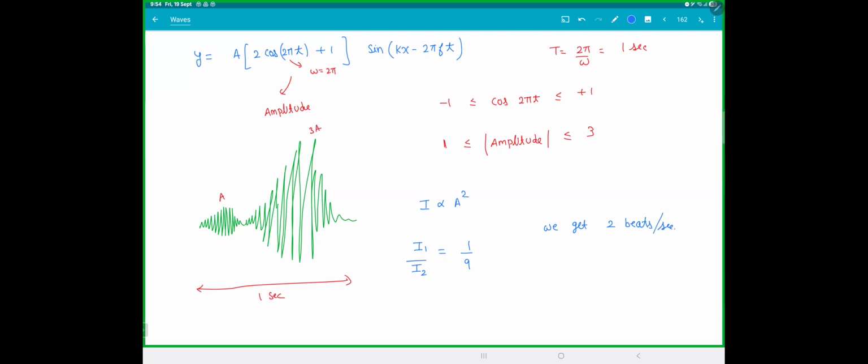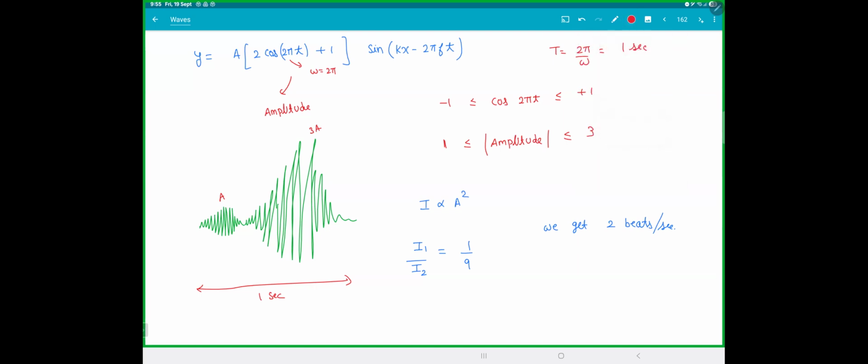Making sense? Because when cos varies from -1 to +1, that entire amplitude value will vary from -1 to +3. If you just take the magnitudes, it's fluctuating between 1 and 3.